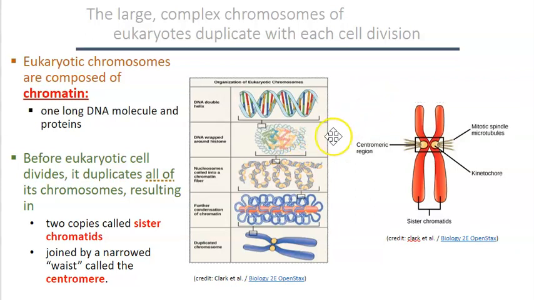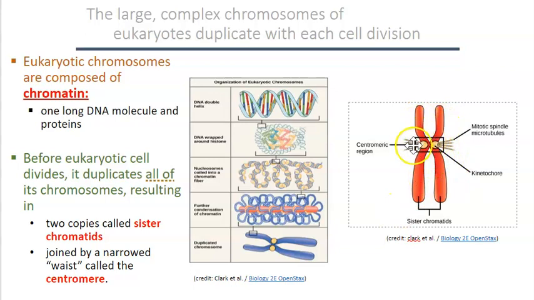Now, what happens is when chromosomes duplicate, so this would be a chromosome right here, when it duplicates, it makes an exact copy of itself. So here we're going from one single chromosome. When we make a copy of this, there's going to be an identical copy of that first chromosome.